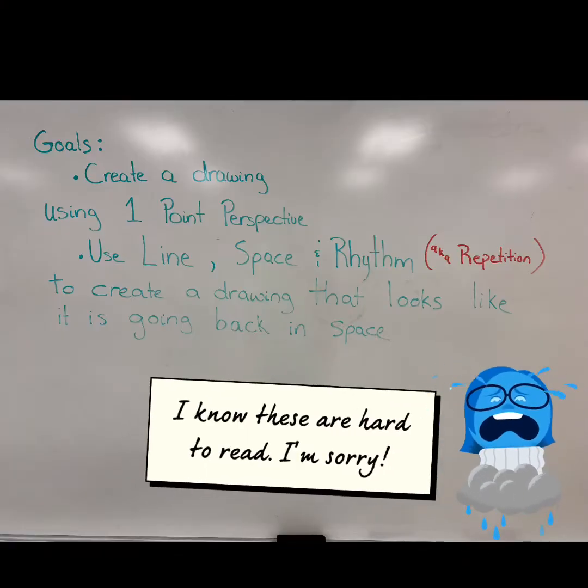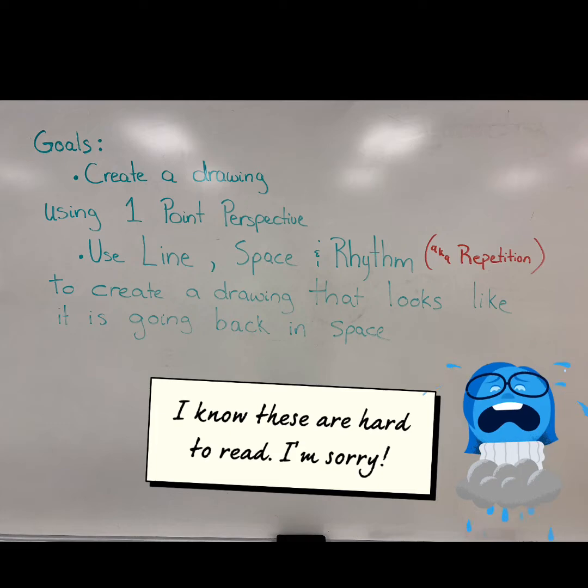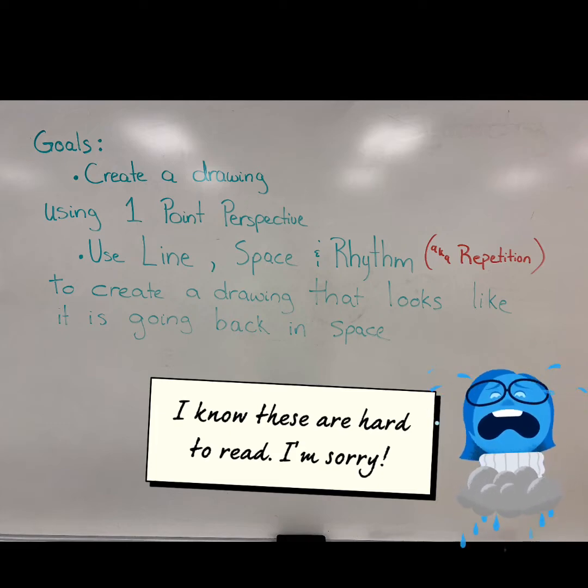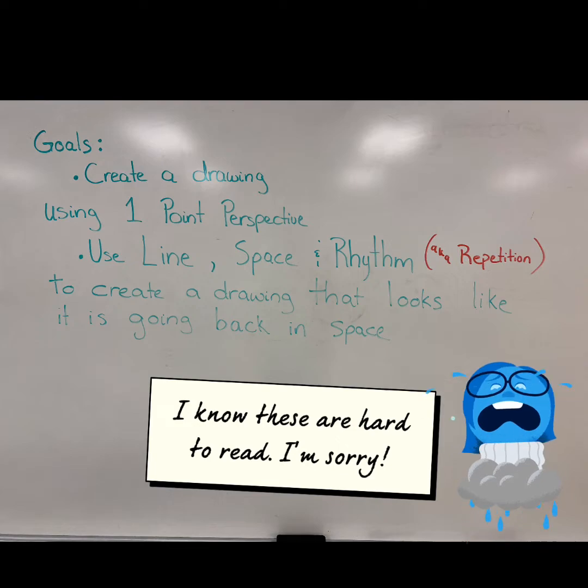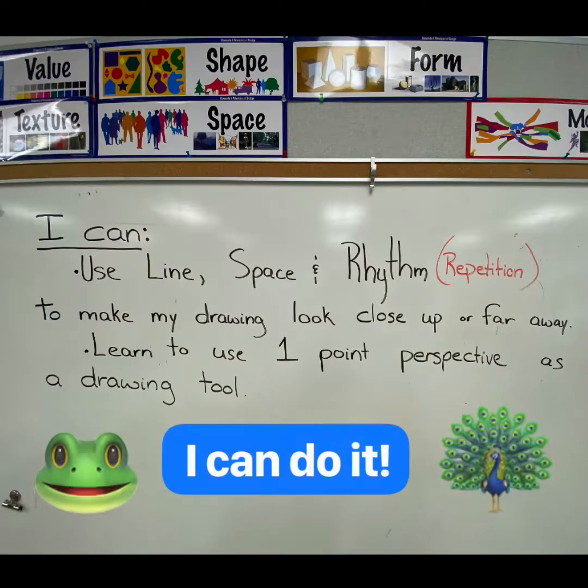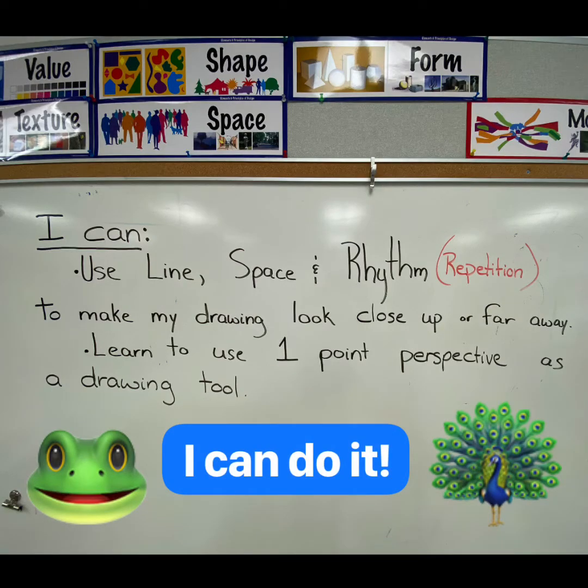Our goals for this project are to create a drawing using 1-point perspective. We also are going to use line, space, and rhythm, which is often known as repetition, repeating something over and over, to create a drawing that looks like it's going back into space. By the end of this project, you should be able to say, I can use line, space, and rhythm, or repetition, to make my drawing look close up or far away. We also should be able to say, I can learn to use 1-point perspective as a drawing tool.